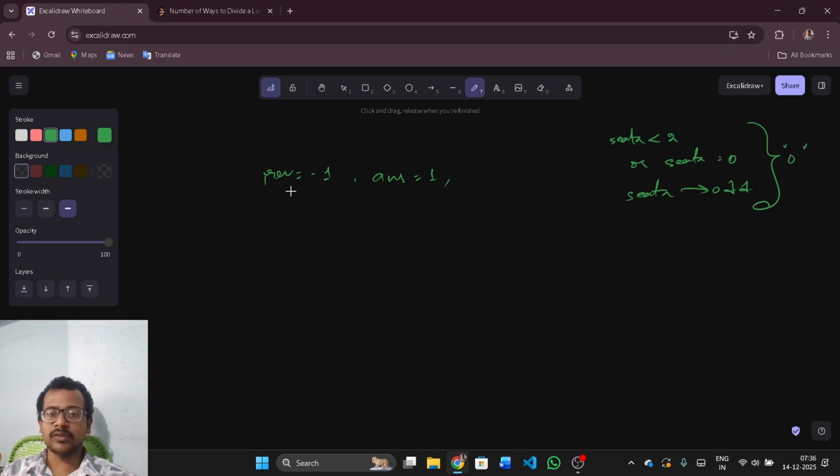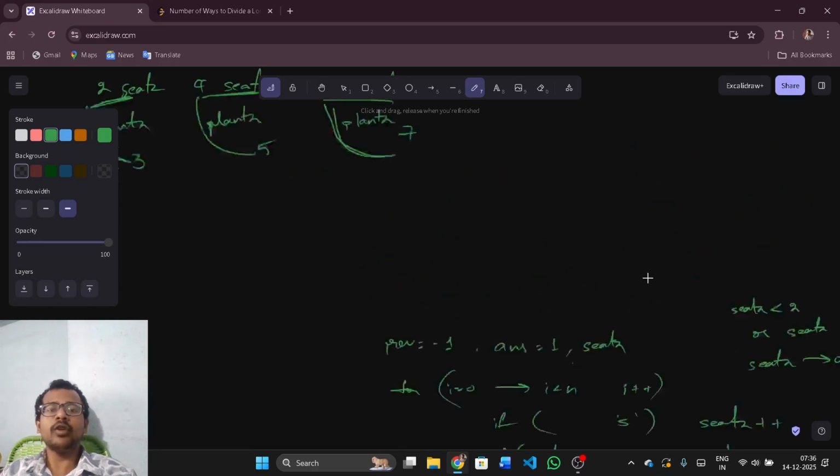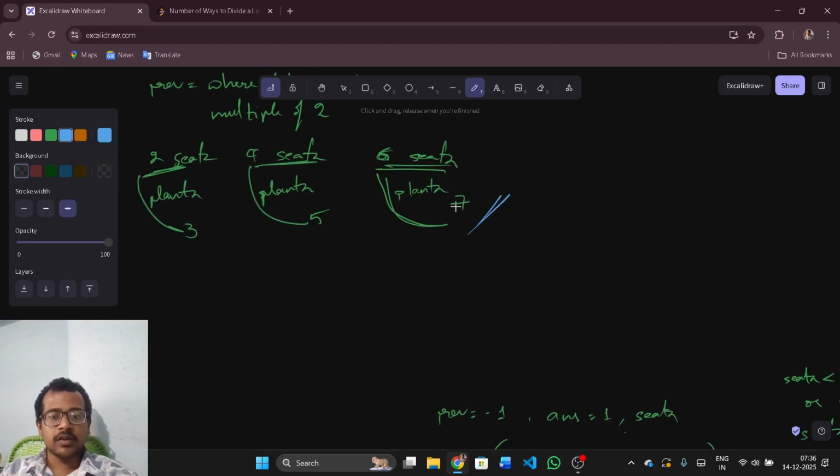Now I have answer and also the previous and the number of seeds. For i is equal to 0, i is less than n, and i plus plus, what I'll do, if it is a seed, nothing but s, I'll just increment the number of seeds. Okay, I have the number of seeds now. Now let us see. If seeds is greater than 2 and seeds mod 2 is equal to 1, nothing but I'm going with the odd one here.